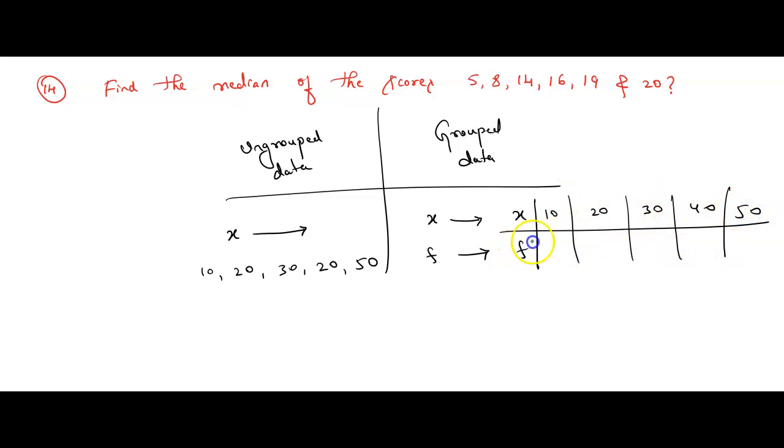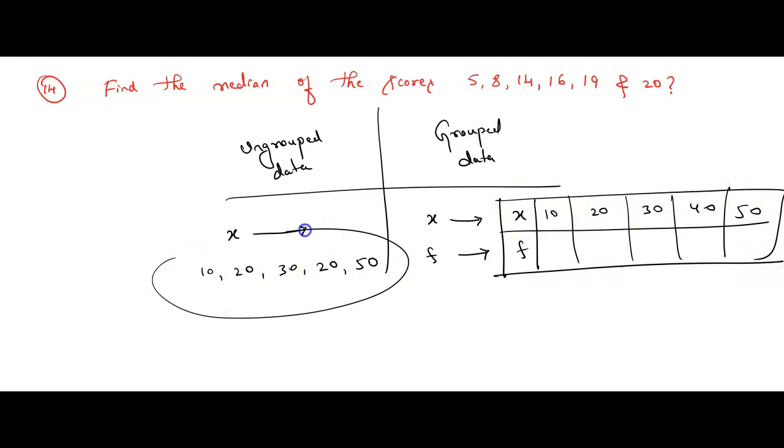50. And next is this column, let us call it frequency. Compare with this table itself. 10, how many times is it there? Only one time. 20, how many times? 1, 2 times. That is 2. 20 is given 2 times. 30, 1 time. 40, 0. There is no 40 here. 50, 1 time. So this is called grouped data.